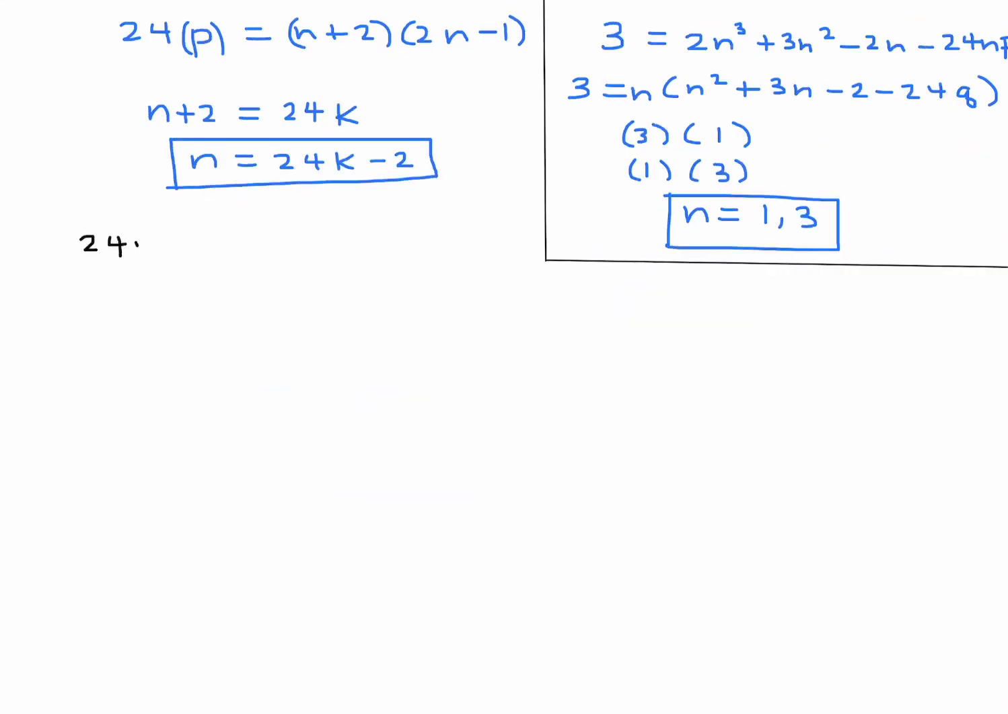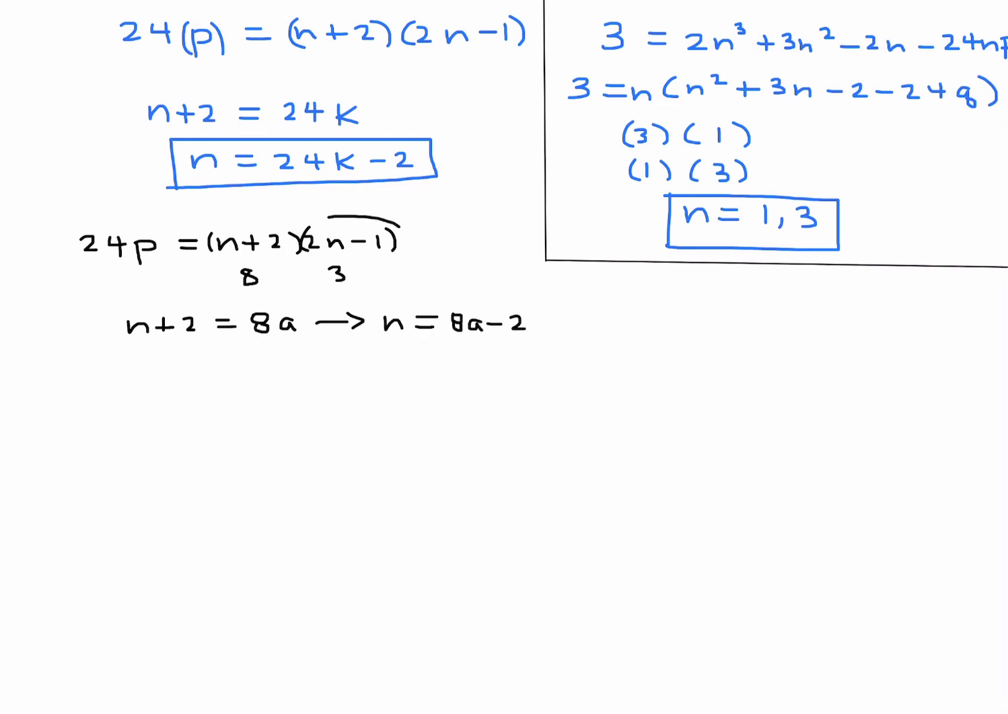We have 24p is equal to n plus 2 times 2n minus 1, right? Well, 24 is really 8 times 3. So this perhaps is going to be a multiple of 8. And if so, this has to be a multiple of 3, right? That's the only way you're going to get 24. So if that is the case, then I can let my n plus 2 equal to 8, some value, right? 8k or 8a, whatever. And then that means that n is equal to 8a minus 2.